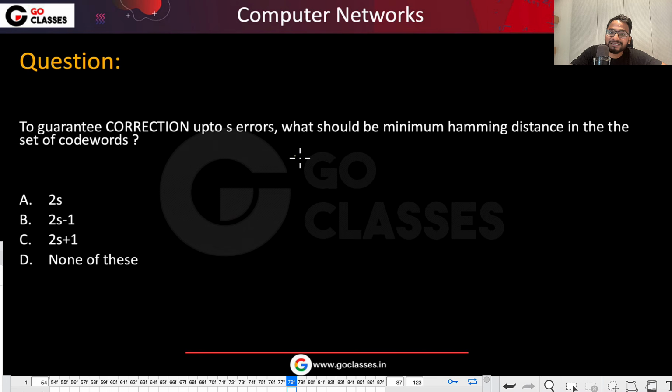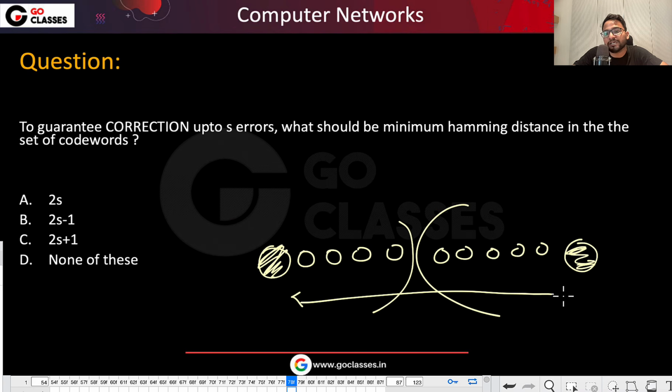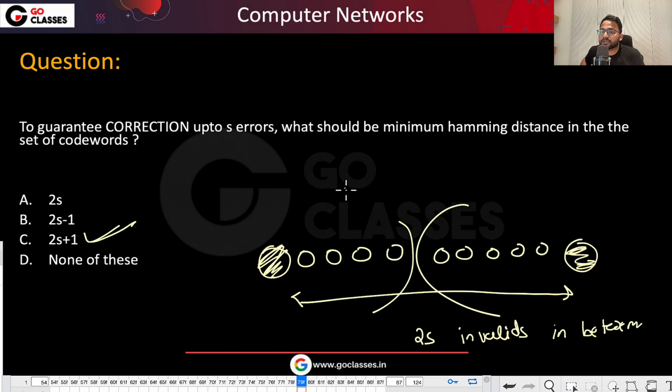Now, to guarantee correction up to S errors, which means I can correct S errors, this is the reverse question. I need to determine what the Hamming distance should be. If I need to make sure that I can correct S bits, there should be S invalids on one side and S invalids on the other, which means 2S invalids in between, so the Hamming distance will be 2S plus 1. So C is the correct answer. If there are 2S invalids in between, the Hamming distance will be 1 more than that. So 2S plus 1 is the answer. Understood?